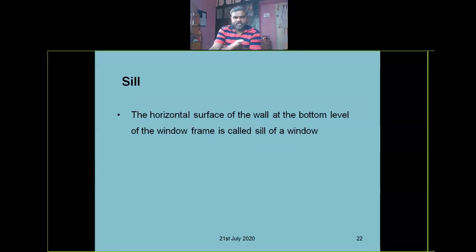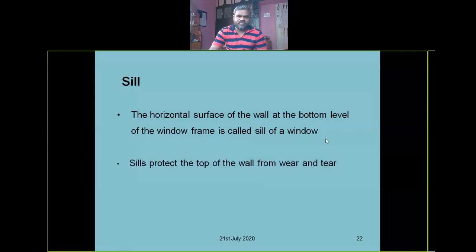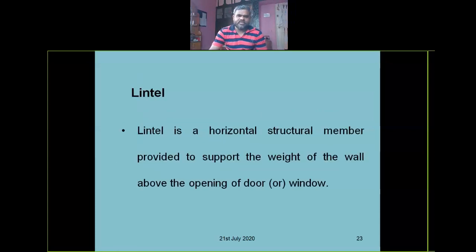So to protect the bottom portion of the wall, you need a sill, and even the upper portion of the wall can be protected by a lintel, right? The horizontal surface of the wall at the bottom level of the window frame is called the sill of the window, right? The sill protects the top of the wall from wear and tear, right?